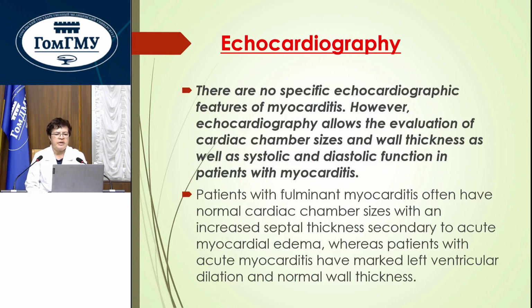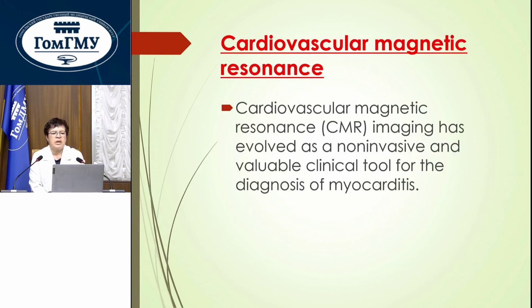Echocardiography. There are no specific echocardiographic features of myocarditis. However, echocardiography allows the evaluation of cardiac chamber size and wall thickness, as well as systolic and diastolic function in patients with myocarditis. Patients with fulminant myocarditis often have normal cardiac chamber sizes with an increased septal thickness secondary to acute myocardial edema, whereas patients with acute myocarditis have marked left ventricular dilation and normal wall thickness. Cardiovascular magnetic resonance (CMR) imaging has evolved as a non-invasive and valuable clinical tool for the diagnosis of myocarditis.